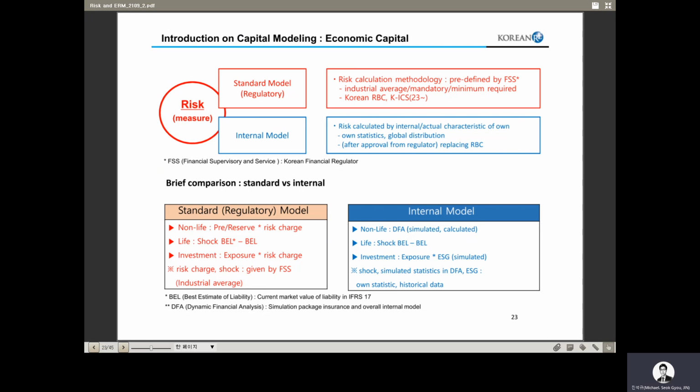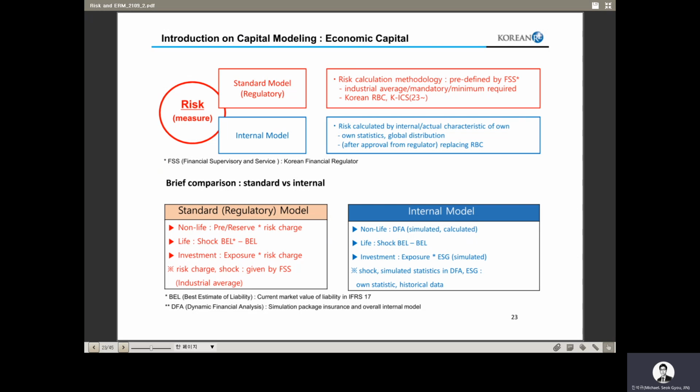For a standard model, all the risk calculation methods that we reviewed earlier are predefined by the regulator. Regulators develop risk charges and calculation methods by using industry averages and statistics. A standard model is mandatory, and there is a minimum requirement for each category. Examples of a standard model are Korean RBC and K-ICS, as explained, and there is no need for a capital model in a standard model.